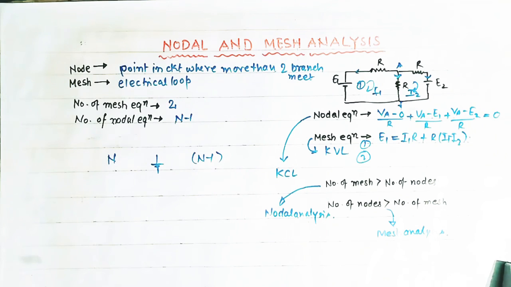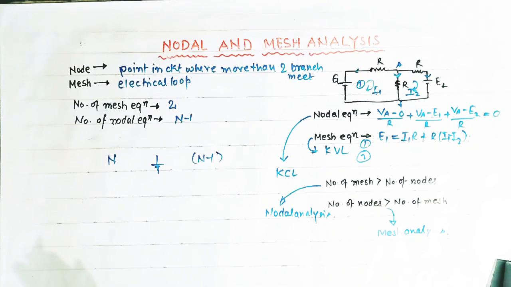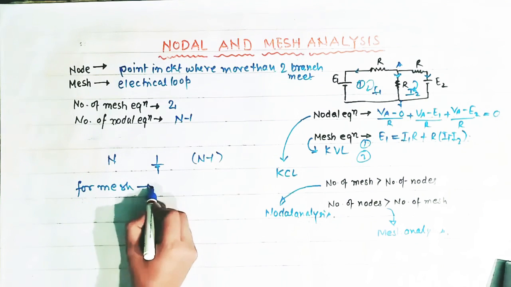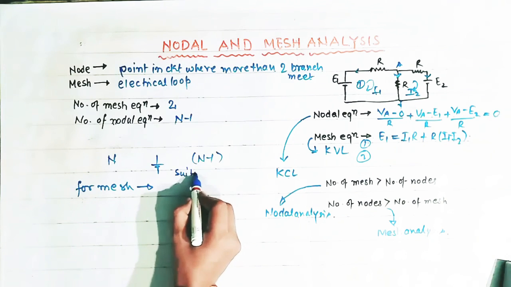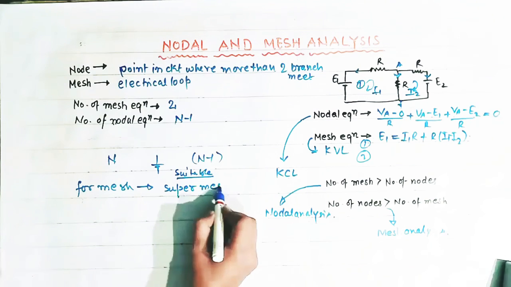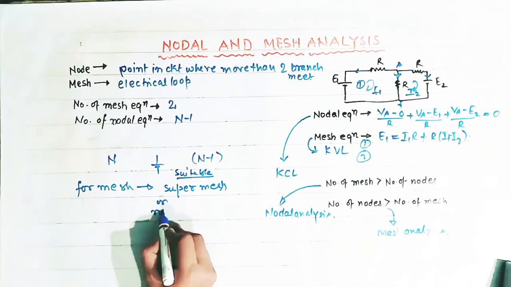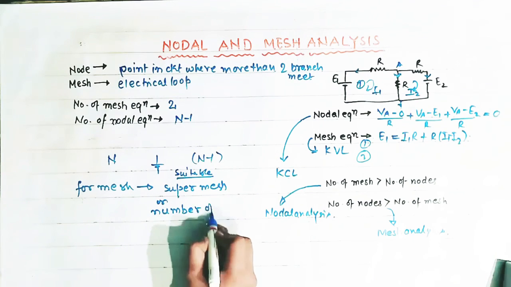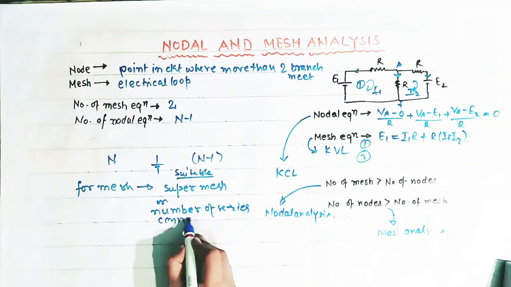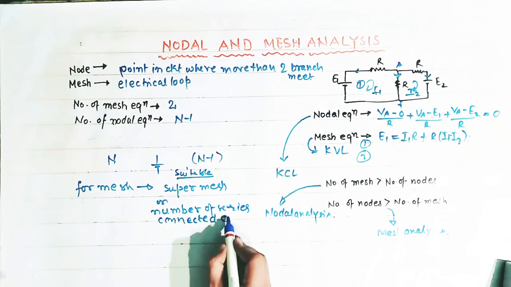Now, if a circuit has a super mesh, or the network contains many series connected elements and voltage sources, then such networks are more suitable for mesh analysis. It means for mesh analysis, the suitable condition is if there is a super mesh or a number of series connected elements.